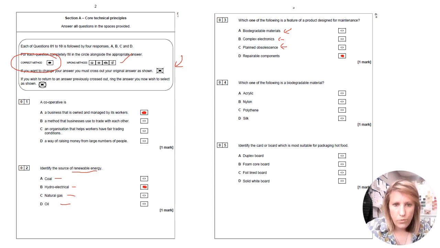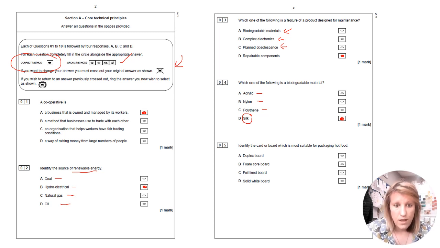Right, next one. Which one of the following is a biodegradable material? You're looking for materials that are natural, that come from natural sources. Acrylic is a thermoplastic that comes from oil. Nylon is also a type of thermoplastic that comes from oil and is often used for clothing. Polythene, again, a thermoplastic, comes from crude oil, but silk is made by silkworms. It's a natural source, so that is a biodegradable material.